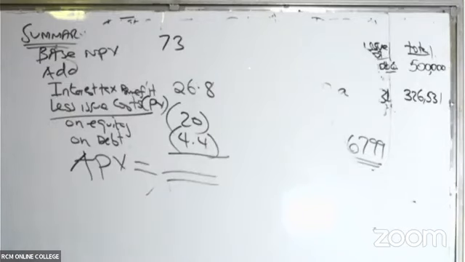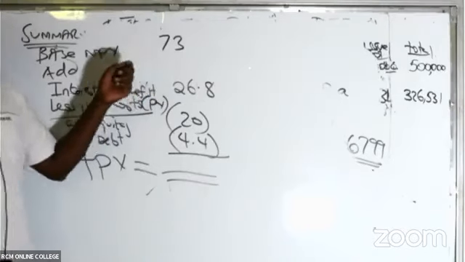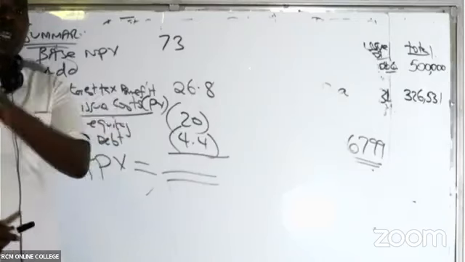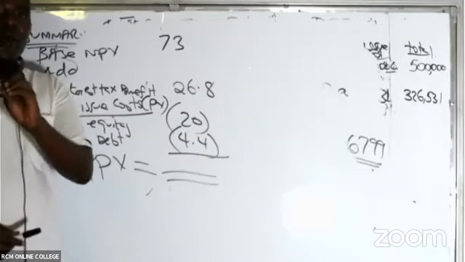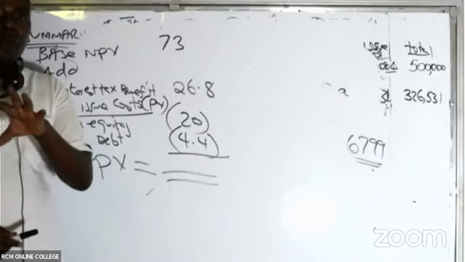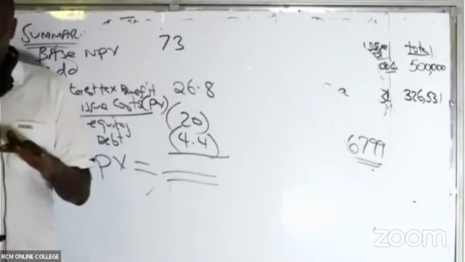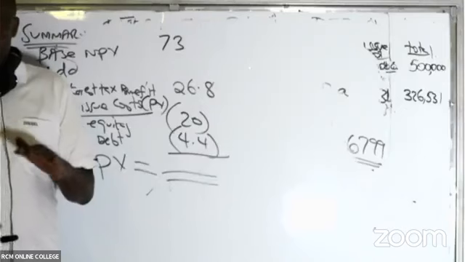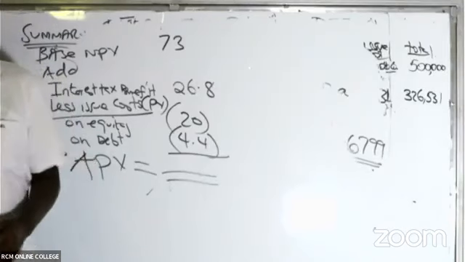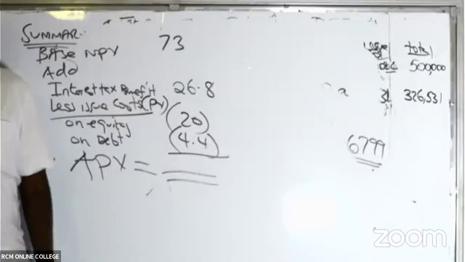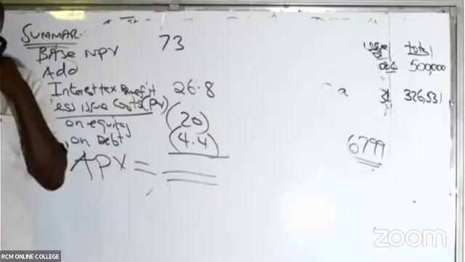Why 4.4? Do you remember up there we did some working on present value of issue cost? We got 4,400 and something. Now, because we want it in thousands, we have divided this by 1,000. Do you remember that? All right. So what is the final answer for APV?